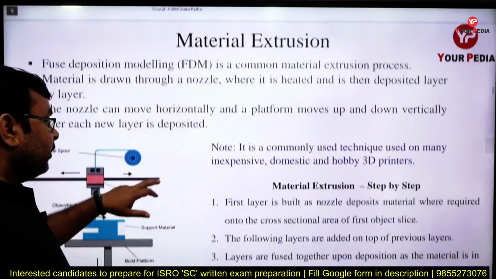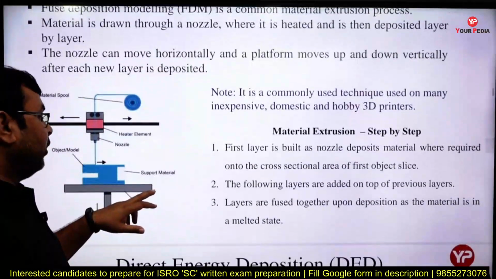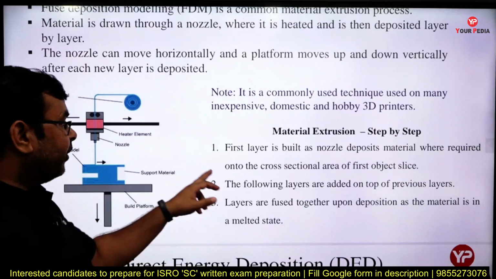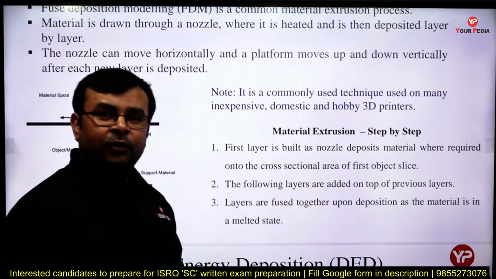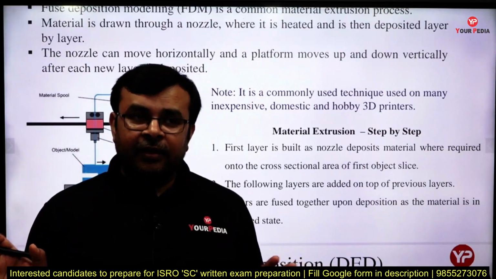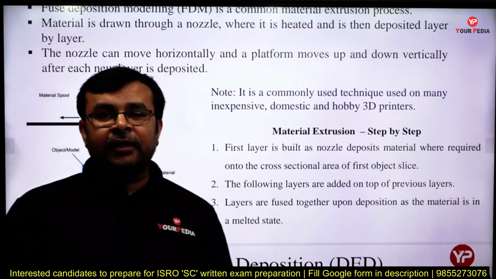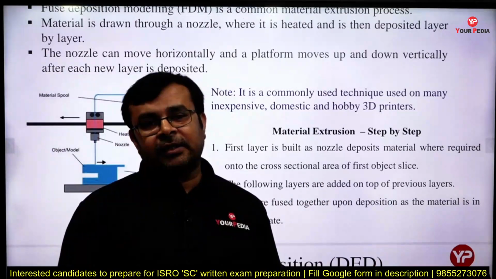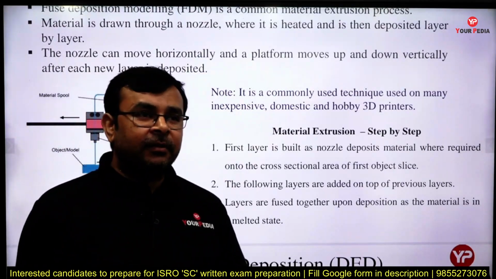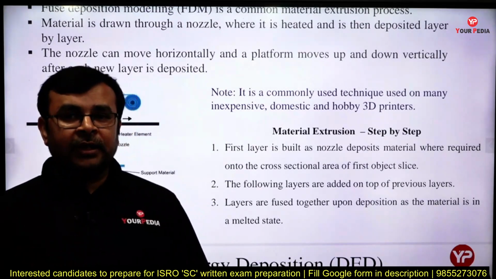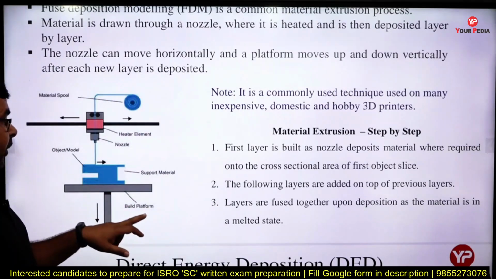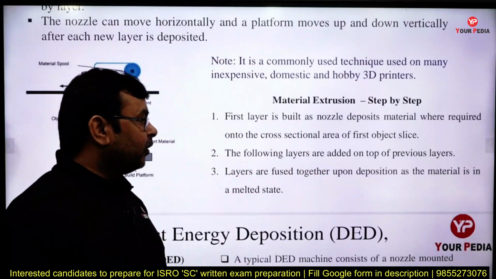Now if we talk about the steps we follow in this process, first the layer is built up as the nozzle deposits material where required onto the cross-sectional area of the first object. In all additive manufacturing processes, the steps remain the same. We first make a CAD model, then slice, then convert to an STL file, then that STL file is transferred to the 3D printer and we just run the machine. Once you run the machine, according to your 3D codes, the machine can move and work. Now the following layers are added on top of the previous layer.